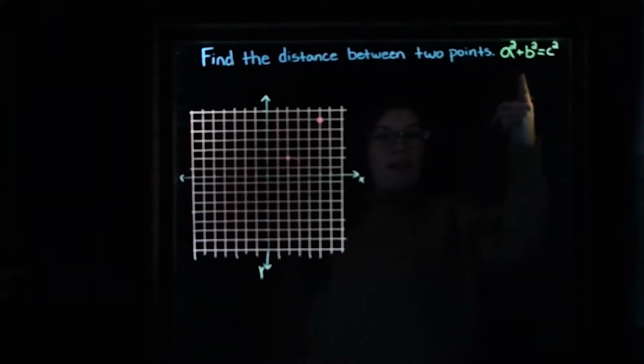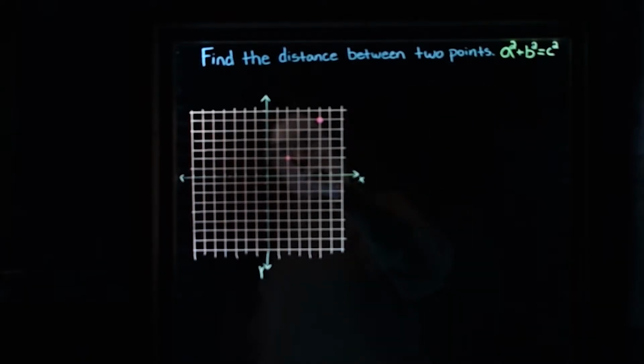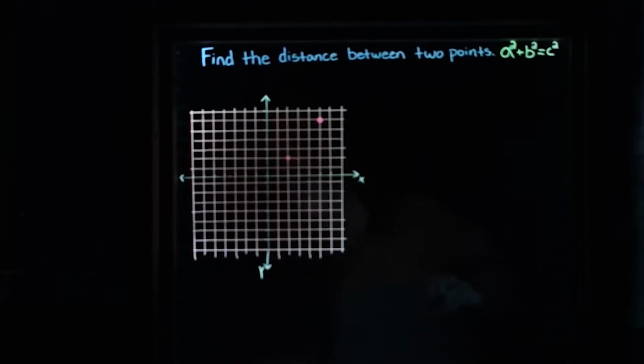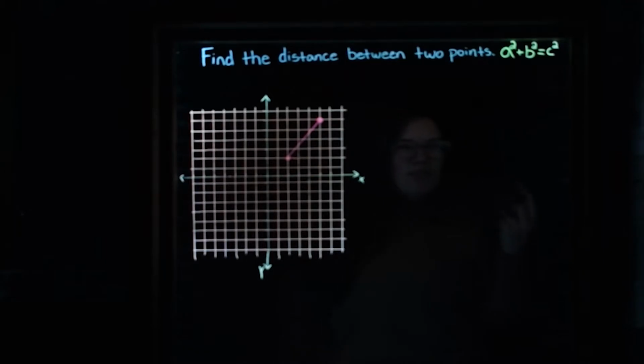Today we are using the Pythagorean Theorem, a squared plus b squared equals c squared, to help us find the length of a diagonal line. Now I have 2 points on this graph right here. And if I go ahead and connect them, I will see that it makes a diagonal line. We also know that our hypotenuse, our c, in our equation and in our right triangle is that diagonal line.